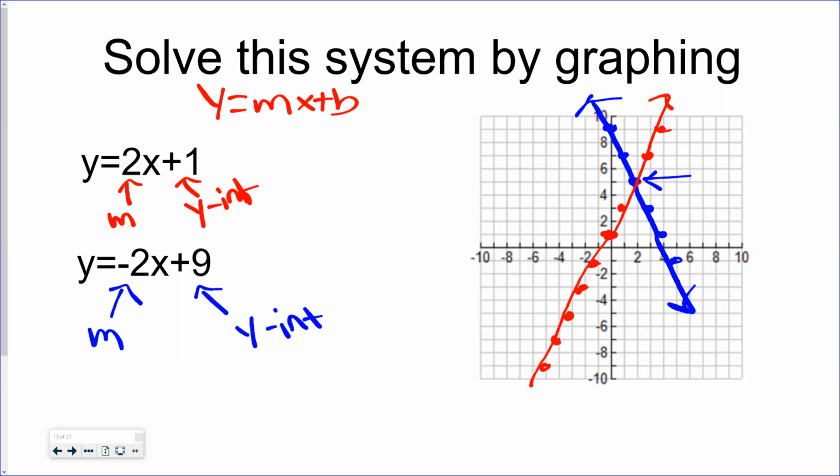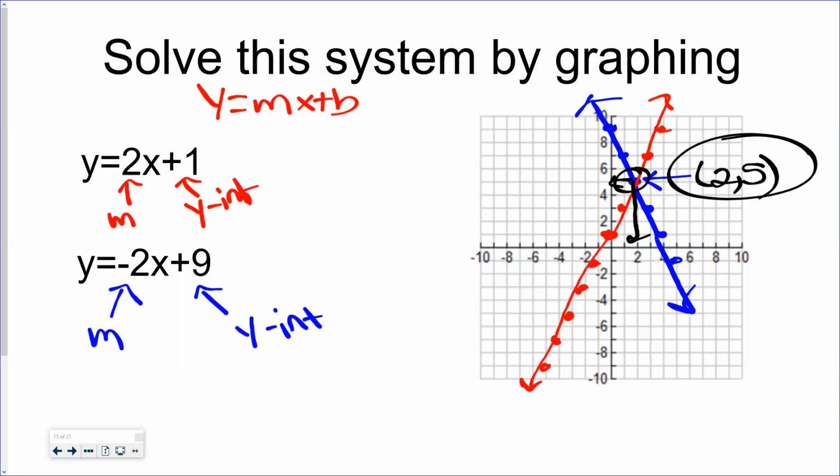Now notice I'm not just leaving these as dots, I'm going to go ahead and connect them so I know that I actually have two lines. But really what I'm focused on is this dot right here and what that coordinate is. That coordinate, if I go down to the x, is 2. If I go over to the y, is 5. And that would be my solution.